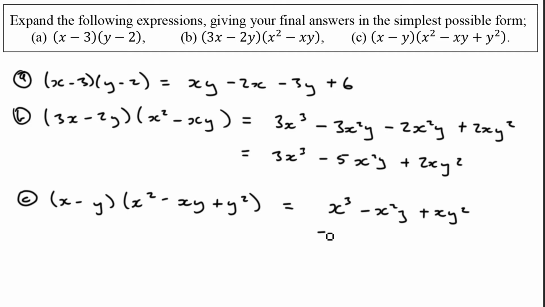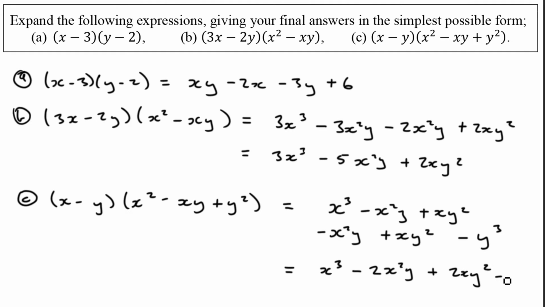That will give us negative x squared y plus xy squared subtract y cubed. And again, there's a little bit of simplification we can do. We've got x cubed, we can subtract 2 x squared y's, we can add 2 xy squareds and subtract y cubed.